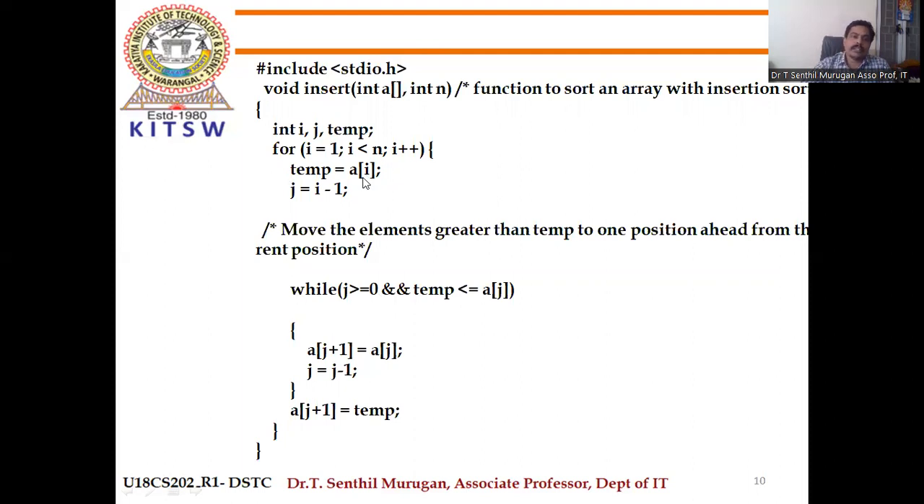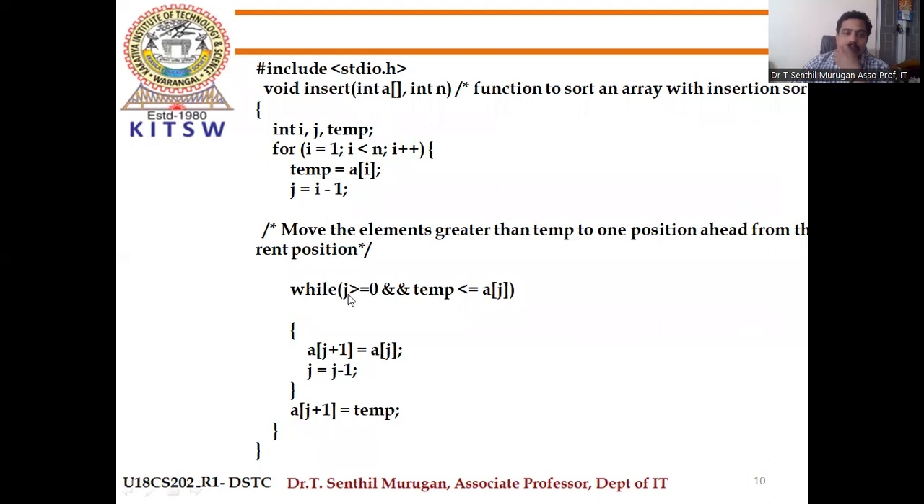So a of 0 is already assigned, that is, initially it is stored in the first location. You just take a of 0 as the sorted part. Then a of i will be assigned to temp. Then j value is i minus 1. So after taking i minus 1, what happens? J value is i minus 1, meaning 1 minus 1, which is 0.